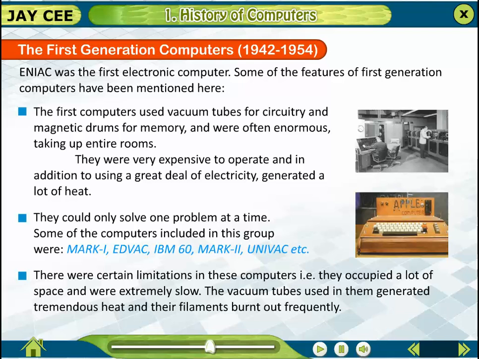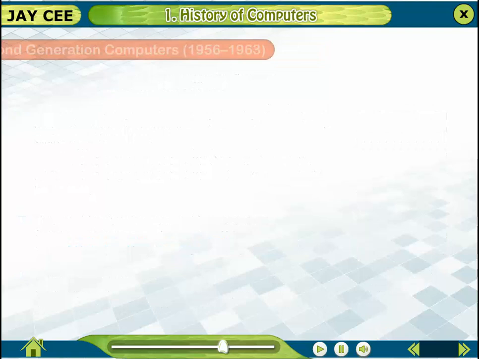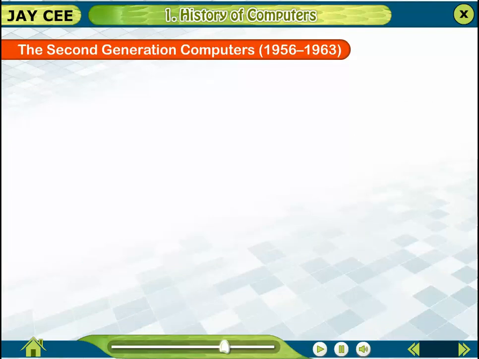There were certain limitations in these computers, that is, they occupied a lot of space and were extremely slow. The vacuum tubes used in them generated tremendous heat and their filaments burnt out frequently. The second generation computers, 1956 to 1963.